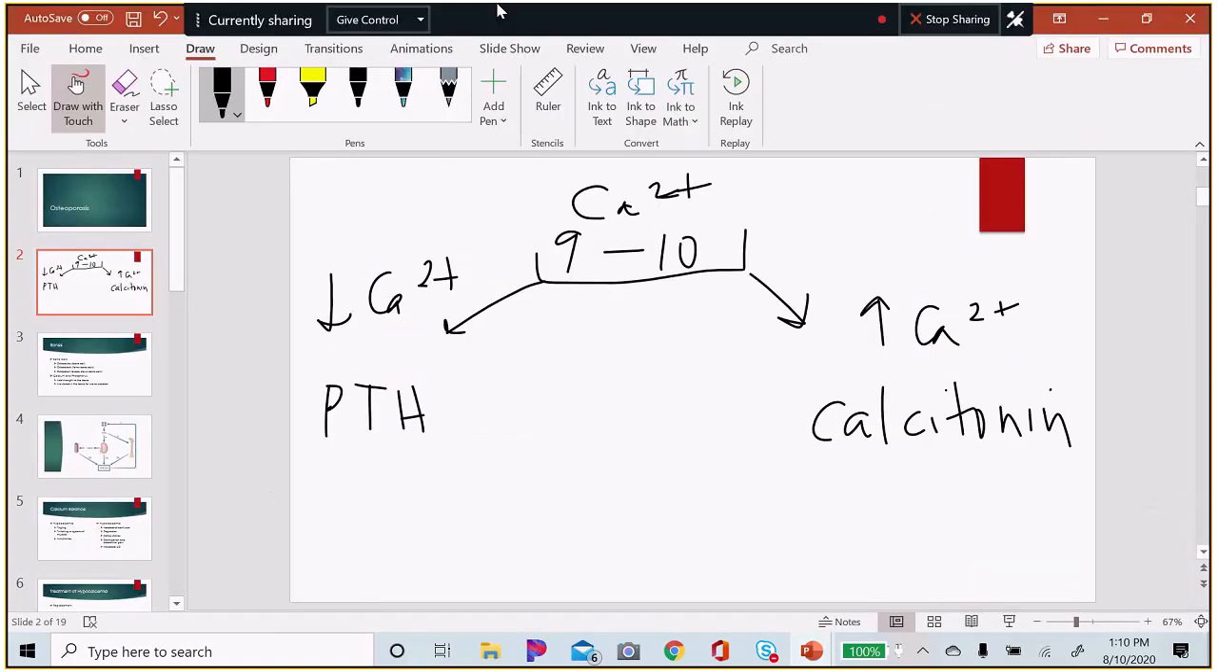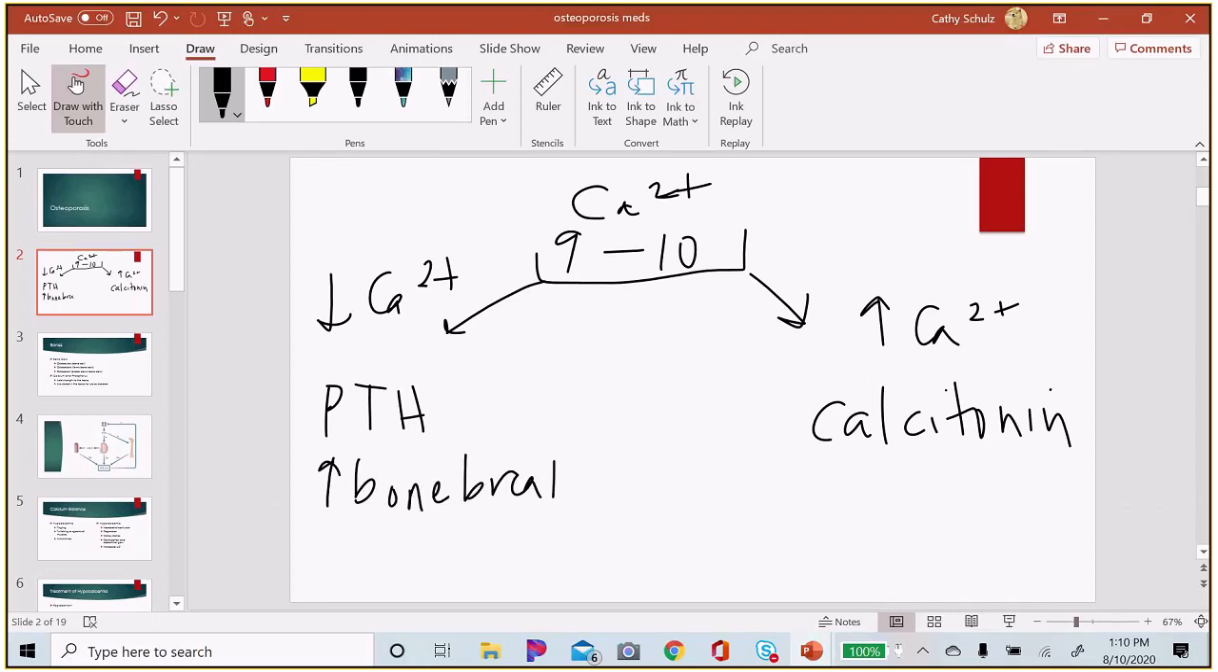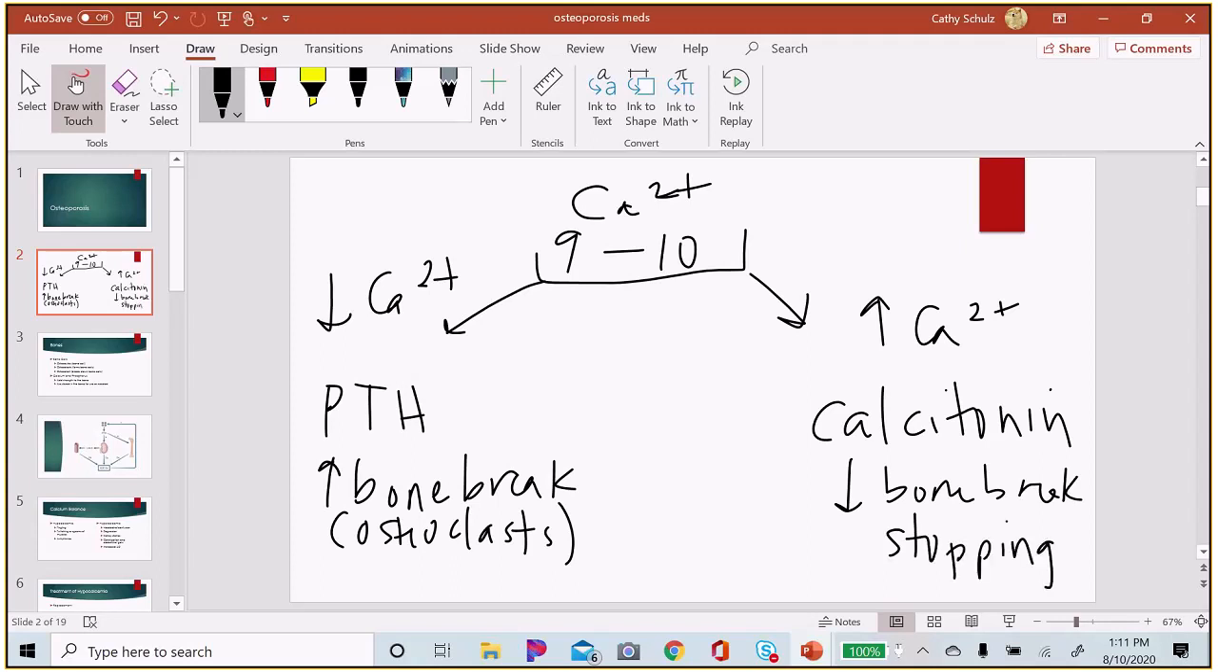Okay, so the parathyroid hormone, if the calcium level gets too low, will increase bone breakdown by activating cells called osteoclasts, which help break down bone. And if the calcium level gets too high, calcitonin will decrease bone breakdown by stopping the osteoclasts. And osteoclasts are special cells in bone that help with breaking down bone and bone recycling.